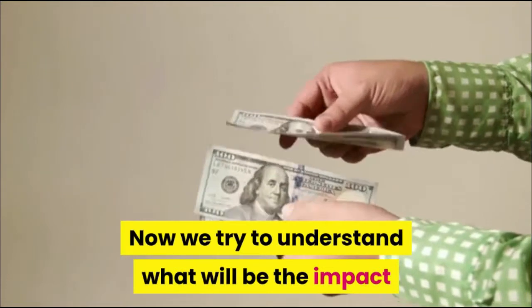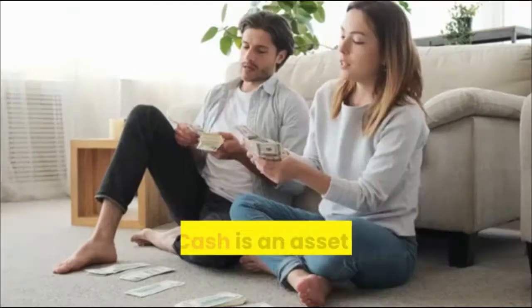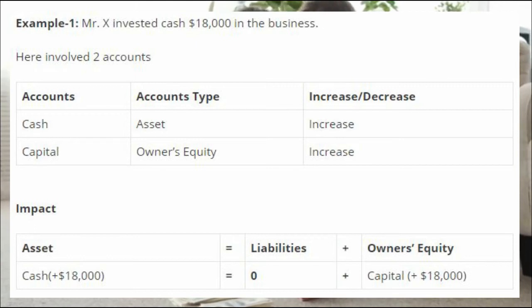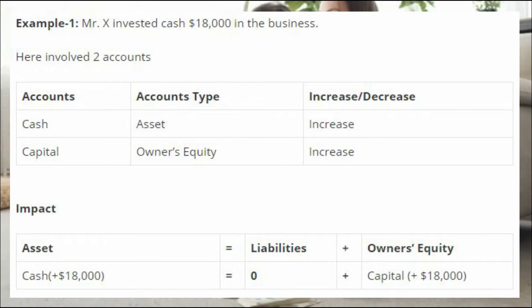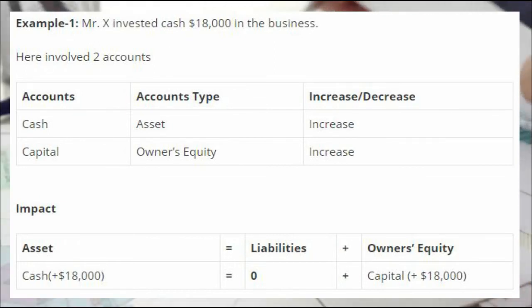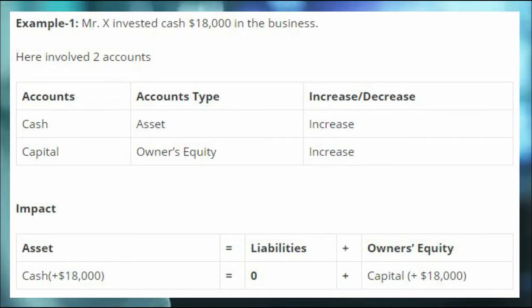Now we try to understand what will be the impact on the accounting equation for this transaction. Here, cash is an asset which increased by $18,000 and the owner's investment is owner's equity which also increased by $18,000. As a result, total assets equal total liabilities plus equity. That is $18,000 equals $18,000. So we can say that the accounting equation is always equal. For better understanding, please look at the screen example.